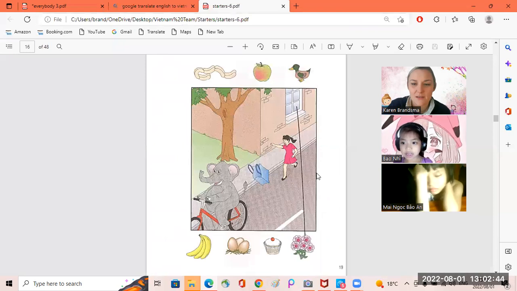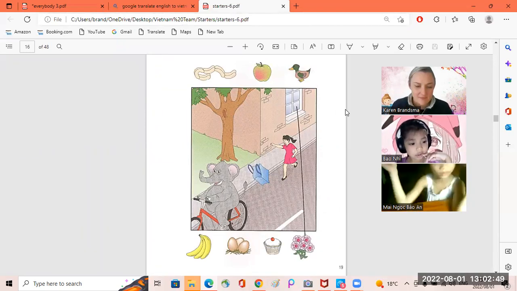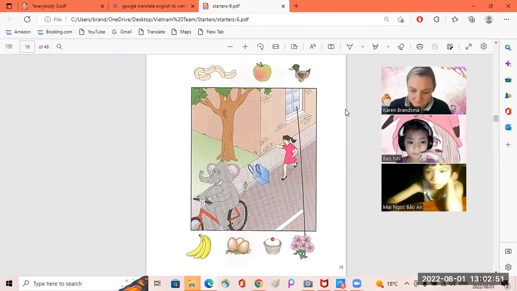Okay, let's start. Nhi, you're going to do number one, okay? Look at part one. Now look at the picture. Listen and look. There is one example. Can you find the flowers? Yes, there they are. Please, can you put the flowers in the window? Okay, I'm putting the flowers in the window.